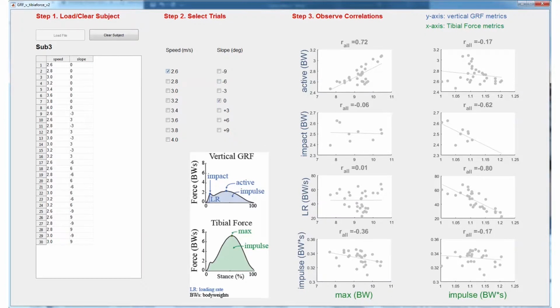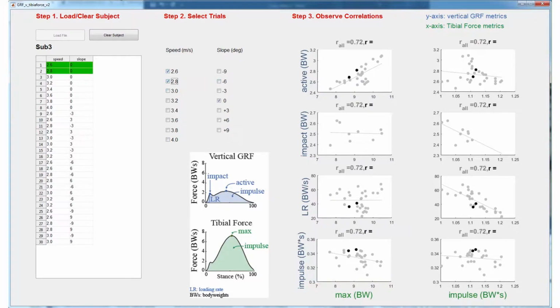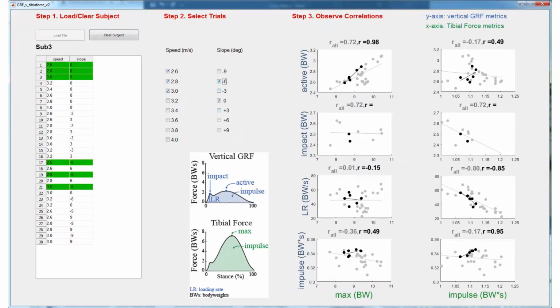If we observe how her ground reaction force metrics relate across the subset of conditions that describes the first loop she runs, a drastic decline followed by a slow incline, we can highlight a few speeds and add conditions that include a large decline and a slow incline. Across this subset of conditions, higher ground reaction force active peaks correspond to higher max tibial forces, and higher ground reaction force loading rates somewhat correspond to lower max tibial forces.